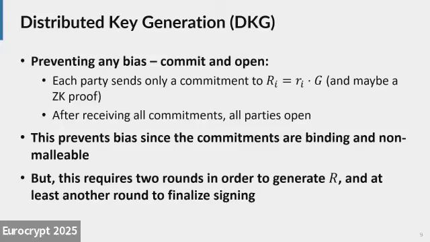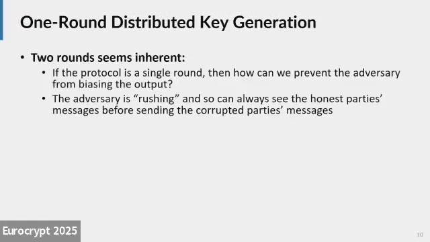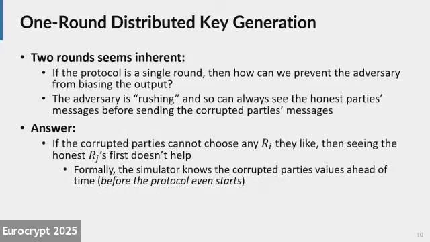So this way of working just doesn't let me achieve what I want to achieve. So how can I do this in 1 round? It's not just key generation, right? The same primitive we're using for signing as well. And it seems inherent, because if I'm revealing my output, my big RI, in the first round, then it seems impossible to prevent an adversary from biasing, because the adversary is rushing and can always see that first.